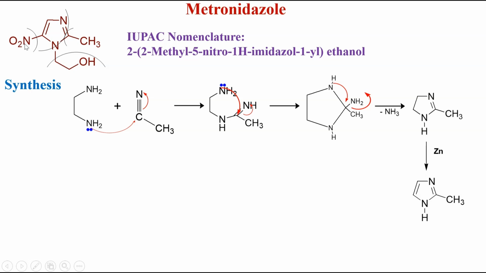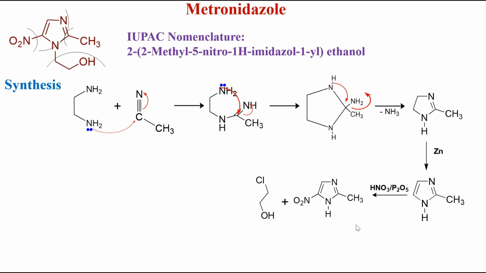I have to add the nitro group and attach the ethanol group to this to get metronidazole. How can I introduce the nitro group? By nitration. I use a nitrating mixture, nitric acid and phosphorus pentoxide, and NO2 plus reacts with the fifth position of the imidazole ring and I will get the corresponding 2-methyl-5-nitroimidazole. If I add the ethanol group, I will get the corresponding metronidazole.